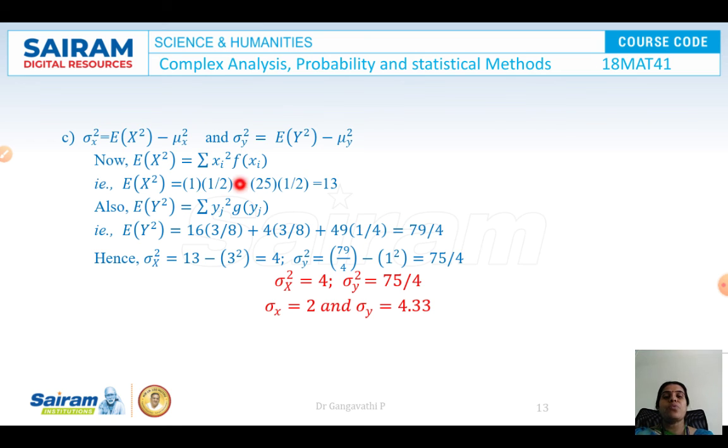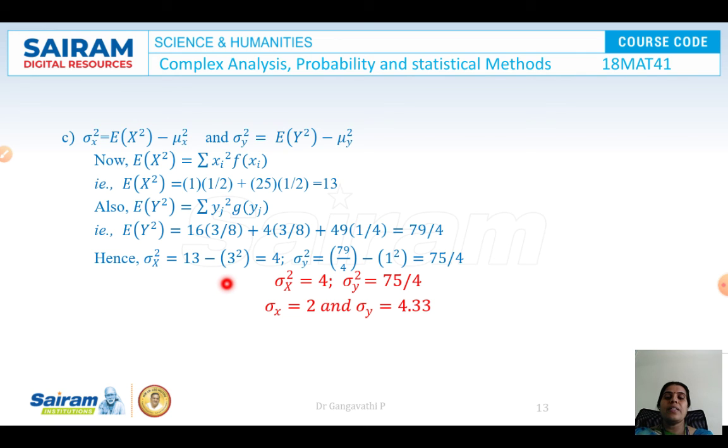The x1 value is 1 and the x2 value is 5. 5 square is 25. And f of x1 is half and f of x2 is half. On simplifying, we get E of x square as 13. Similarly, E of y square is the summation of yj square into g of yj. So substitute the values for j, which is 1, 2, 3: y1 square into g of y1, y2 square into g of y2, y3 square into g of y3. Substituting and simplifying, we get this value.